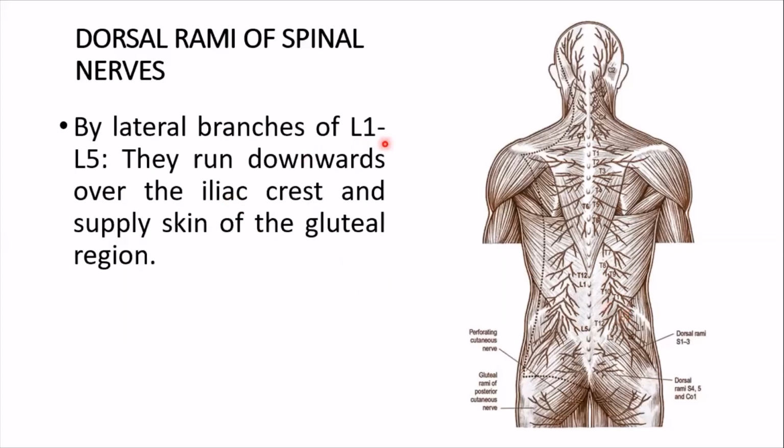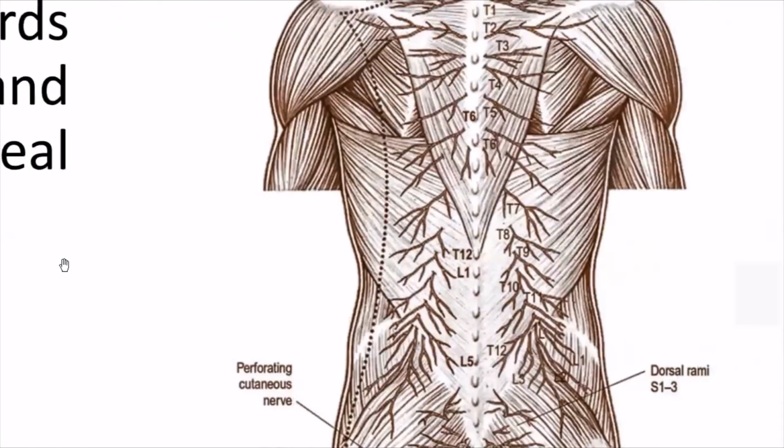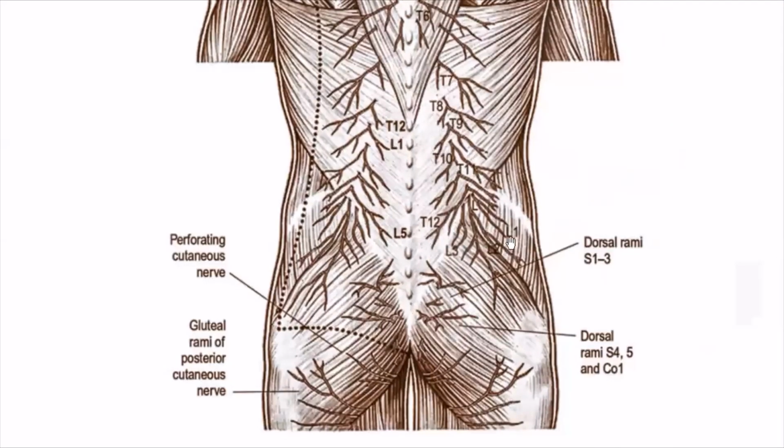So the lateral branches of L1 to L5, I show you this, right? This is the L5 level vertebra, and these are the branches. Of course, they would be lower down the spinal nerves. So they run downwards over the iliac crest. This is the iliac crest, and supply the skin of the gluteal region. Let me enlarge it in a while for a better view. You could see this here, right? So this is L1, L2, L3, L4, and L5. Note the iliac crest, and they supply the gluteal region skin.